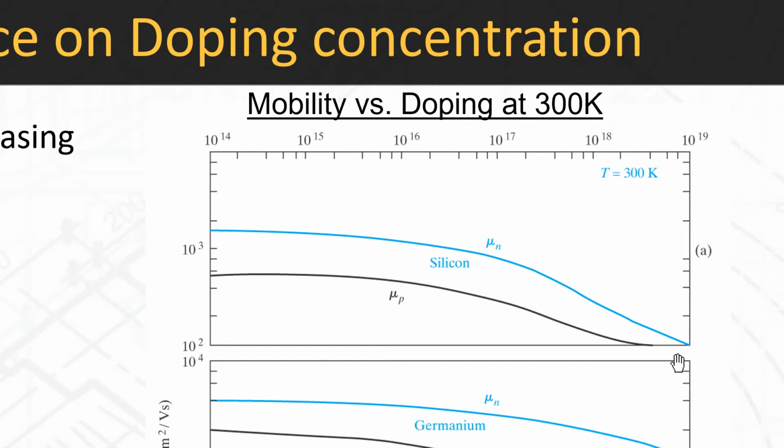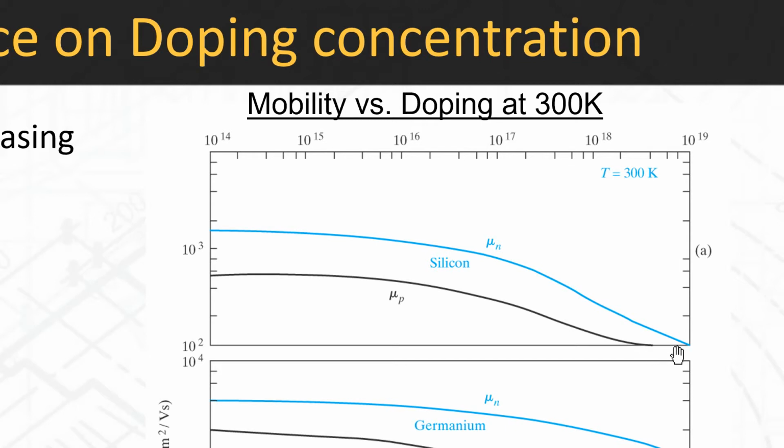Well, what does mobility depend on? Scattering. Yeah, scattering, right? Impurity scattering. What are the two mechanisms of scattering we know about in this class? Impurity and lattice, right? Lattice is not doping dependent. Lattice is temperature dependent. Impurity scattering is doping dependent. So impurity scattering is the reason why the mobility goes down here.